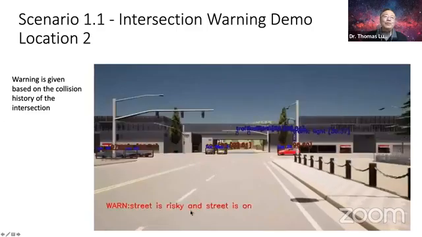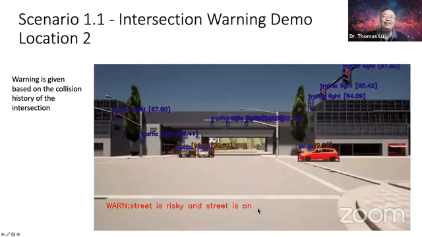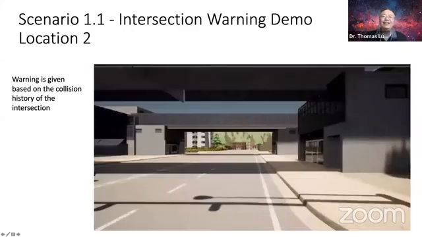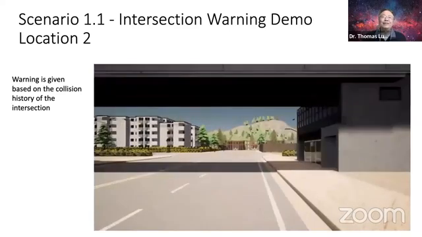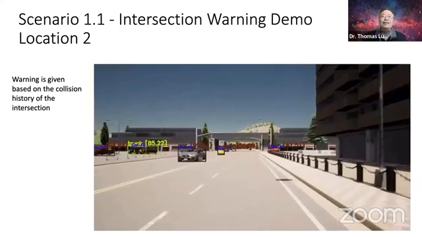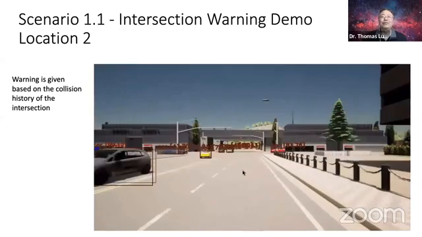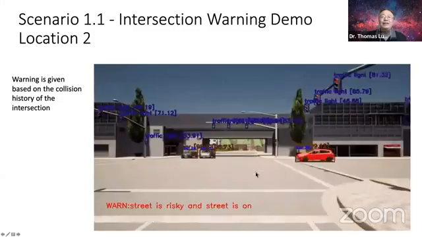Street is risky and the street is on. So this is actually the AI talking. It's not exact English, but you can understand it. Street is risky, and the street is on means the traffic light is green, but you need to slow down. It just warns you this is a risky intersection.